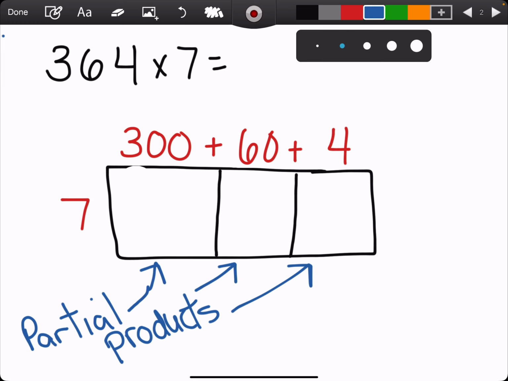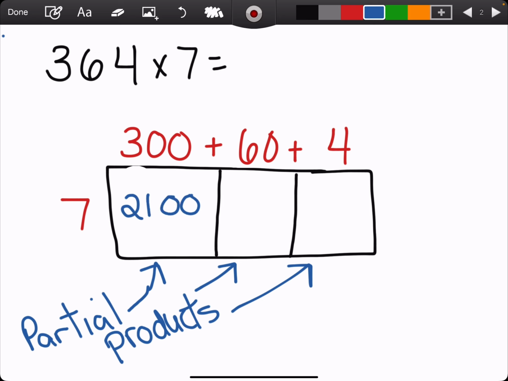300 times 7: 3 times 7, our basic fact, is 21. Bring over the 2 powers of 10, or 2 zeros, 2,100. Then we have 60 times 7. Well, 6 times 7 is 42 with 1 power of 10, so it's 420. And then 4 times 7 is 28. Shows you how important your basic facts are.